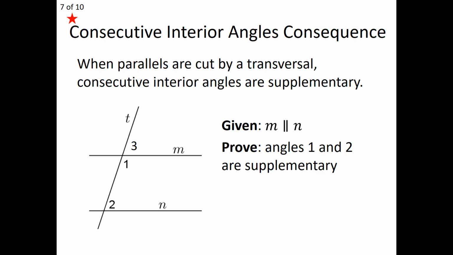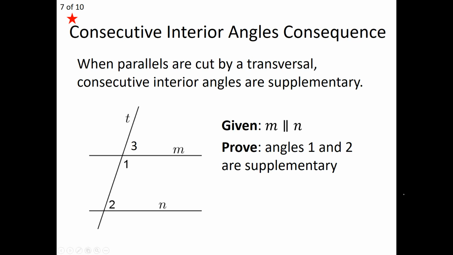Again, I have strategically labeled angle 3. Now we're going to get a little strategic on this proof. When parallels are cut by a transversal, then the consecutive interior angles are going to be supplementary. So again, we have M and N parallel. We've cut them with transversal T, and we've labeled angle 1 and angle 2 as being our consecutive interior. Let's prove that they are supplementary.